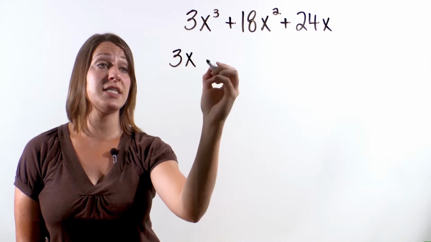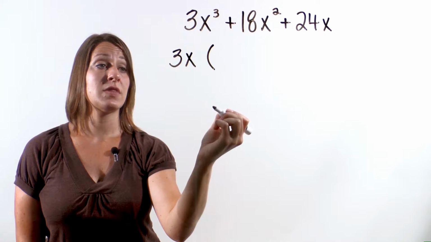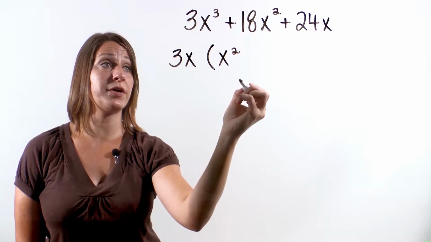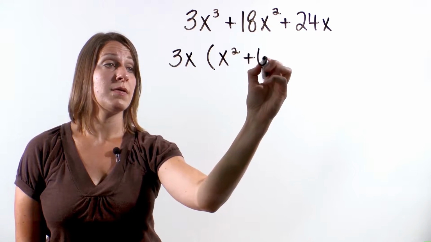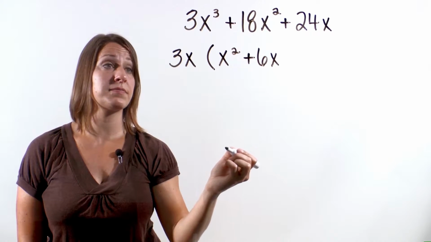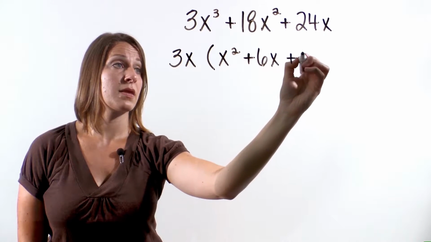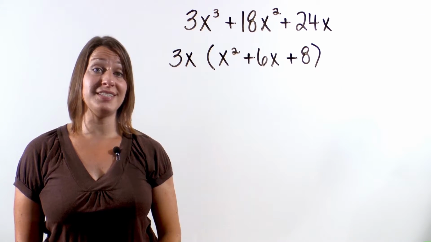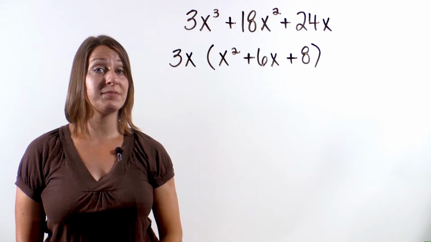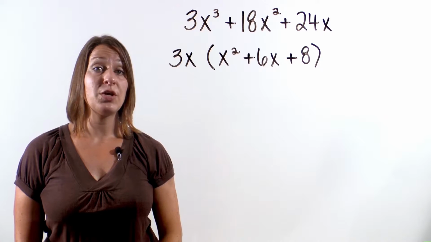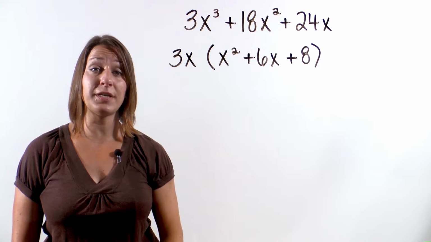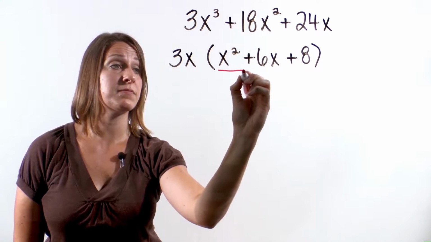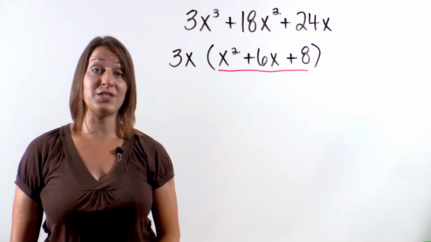We're going to put our 3x on the outside, and we're left with a trinomial x squared plus 6x plus 8. Now you may be tempted to stop right here, but we're not quite done. Even though we have factored the problem, we have not factored the problem completely. If you look at this trinomial inside the parentheses, it could be factored as well.